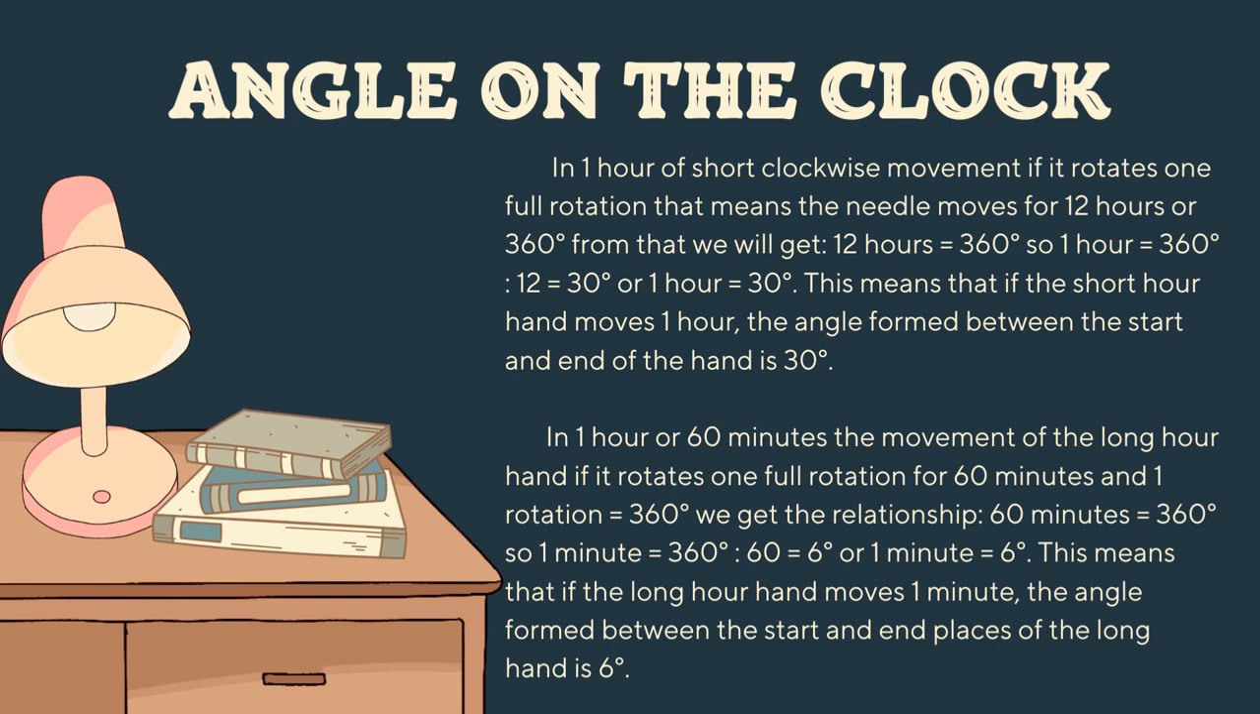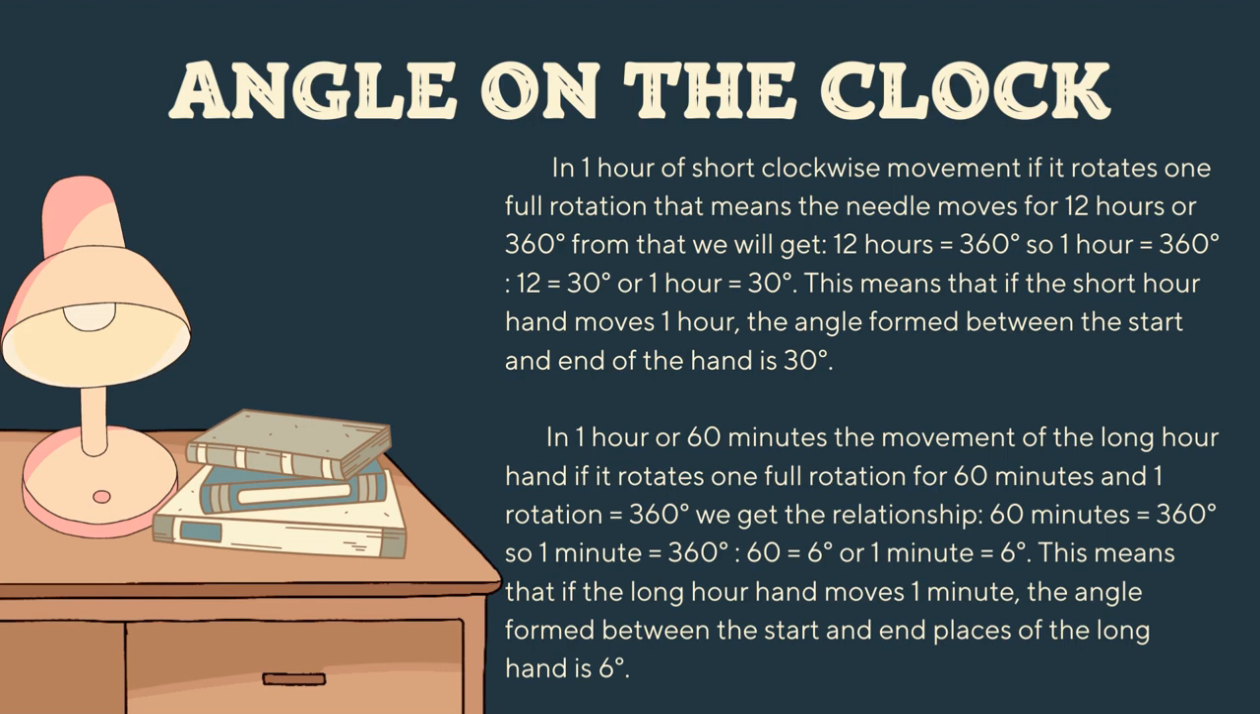This means that if the short hour hand moves 1 hour, the angle between the start and end of the hand is 30 degrees. In 1 hour or 60 minutes, the movement of the long hour hand, if it rotates one full rotation for 60 minutes and one rotation is 360 degrees, we get the relationship: 60 minutes is 360 degrees.